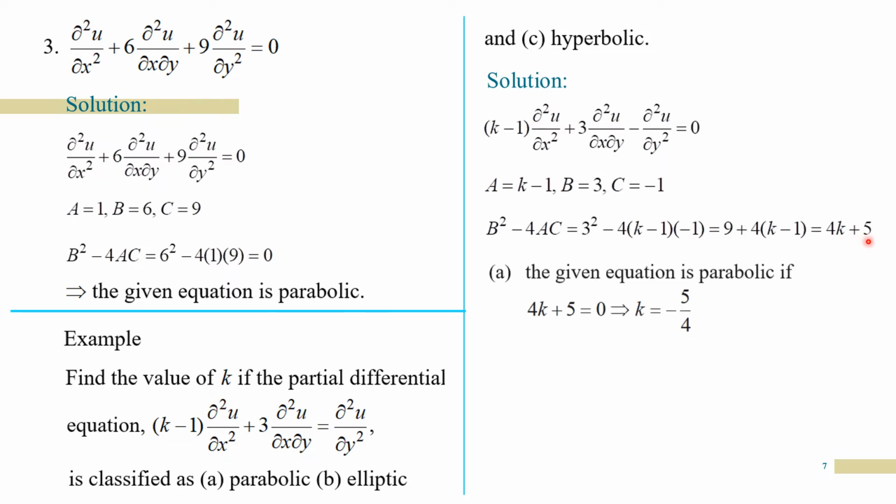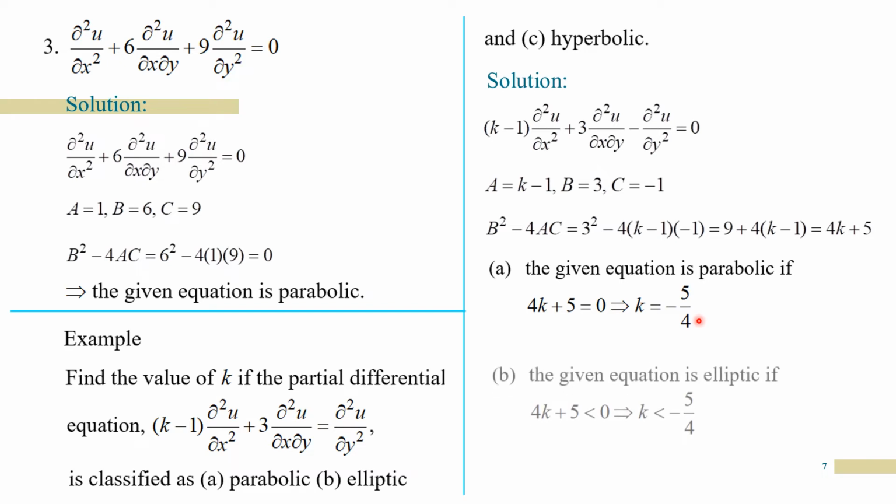Now in part A, we are asked what is the value of k if the equation is parabolic. Now we know that the equation is parabolic if the discriminant is equal to 0. That is, 4k plus 5 is equal to 0. So from here we can say that k must be equal to negative 5 over 4.